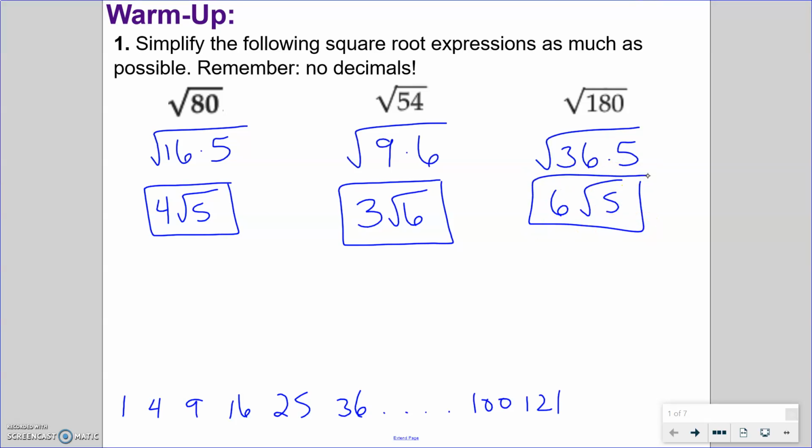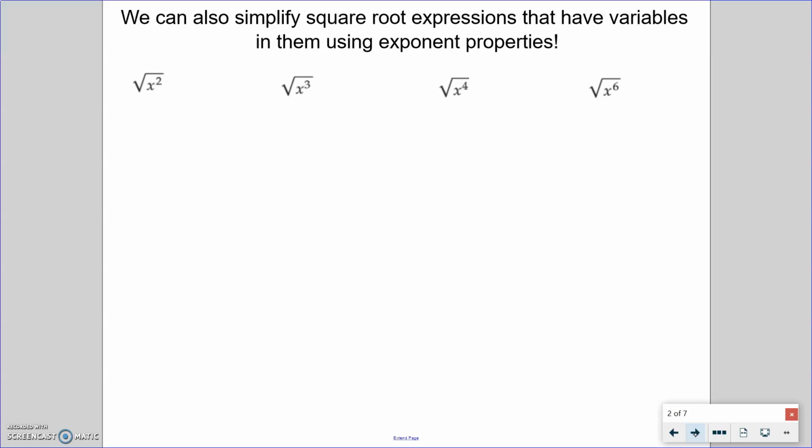Okay, so just a quick refresher from our quadratics unit that is going to come into play with what we do today. All right, we can also simplify square root expressions that have variables in them using exponent properties. So I know, exponent properties come back to haunt you. Well, the first one's not too bad. If you square root x squared, you just get x, right? Square rooting something that's squared is the opposite. It just kind of cancels it out.